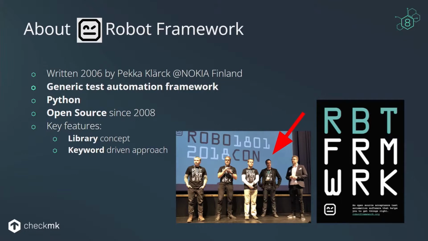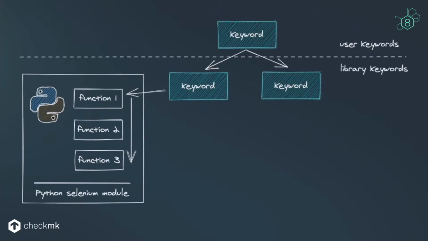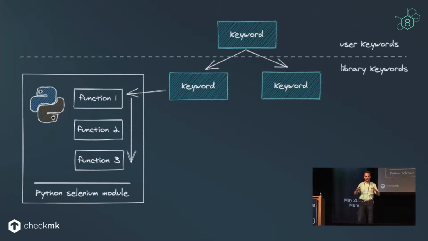It's completely written in Python, open source, has a huge community, and its most outstanding features are the library concept and the keyword-driven approach. Let's talk about the keywords. To make it simple, keywords in Robot Framework abstract Python source code. In Robot Framework, you don't program in Python, you are using keywords, and the keywords then execute the Python code for you. Keywords can be nested like functions in Python programming, for example. They can take arguments and return back values, and so on.